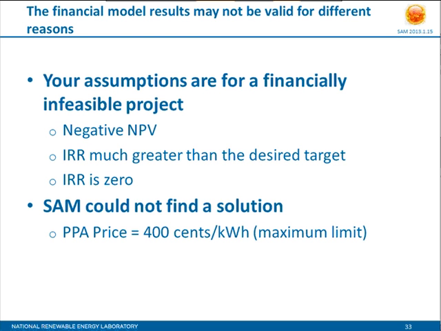In some rare cases, it could be that SAM doesn't find a solution. And your tip-off that that happened is if you see a really high PPA price, like 4 cents per kilowatt hour, which is the limit that SAM puts on the PPA price. And so if you're providing the IRR as an input and SAM generates a PPA price of 4 cents per kilowatt hour, then you know that based on your assumptions, SAM was not able to find a solution.